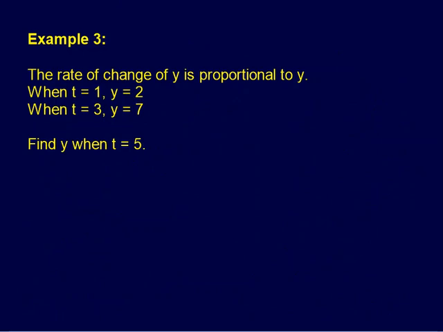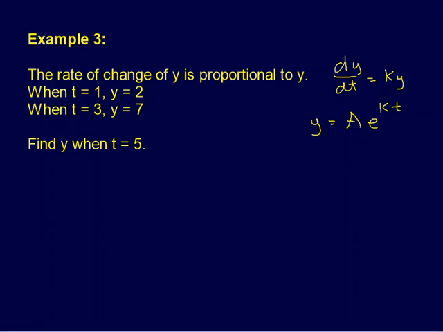So this one here is similar. The main difference is we're not actually told the starting value of the population this time. But it is the same situation. The rate of change of y is proportional to y. And that immediately leads us to knowing this is going to be the equation of exponential growth and decay. y equals a e to the kt.